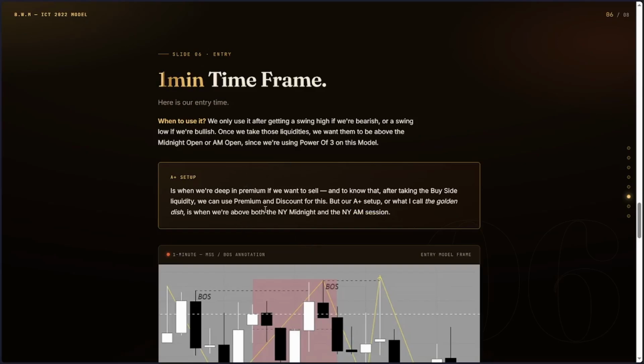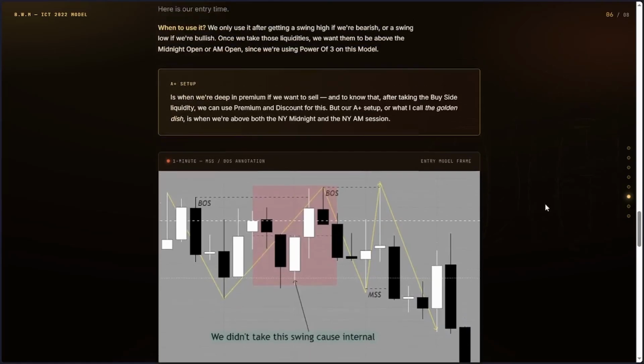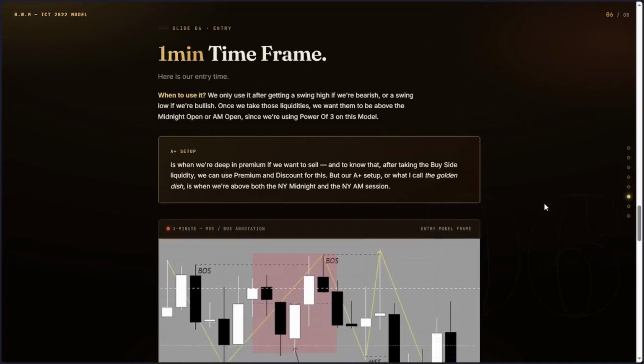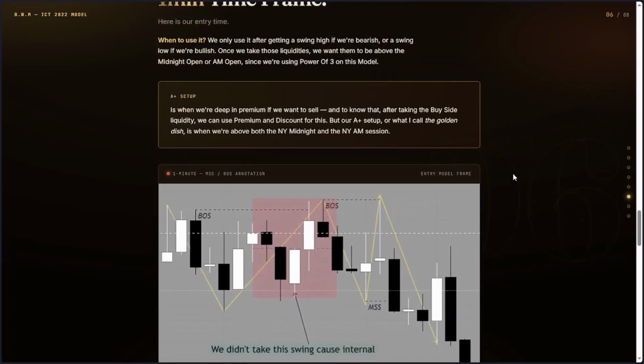Okay, because if we're above, we're so deep in premium, and that means we're gonna have a really high risk to reward trade. And for the market structure shift, as of course you all guys know, the ICT 2022 entry model, which is liquidity sweep, market structure shift, displacement, and yeah. The thing is, once we check the liquidity sweep, which swing are we gonna count as a market structure shift?